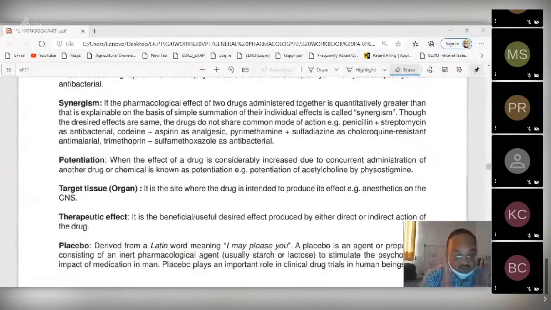So, if the pharmacological effect of two drugs administered together is quantitatively greater than what is explainable on the basis of the simple summation of their individual effects, it is called synergism. Now, potentiation. When the effect of one drug is considerably or remarkably increased due to the concurrent administration of another drug.